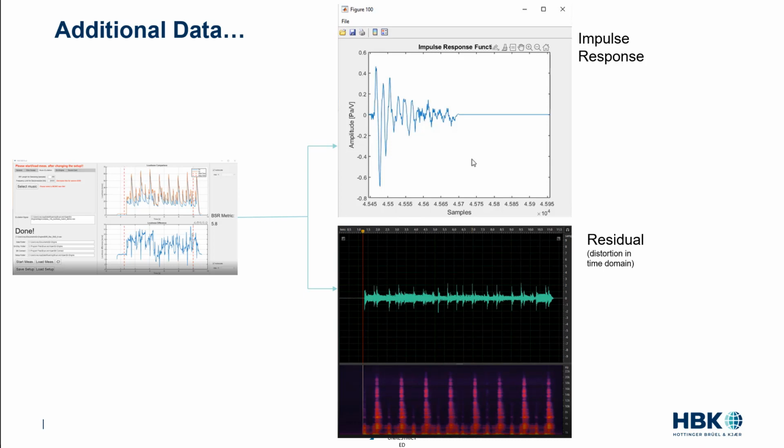Additionally, the BSR application exports the impulse response and also the residual as WAV files. The residual is the difference between NY and NX. So in few words, you can listen to only the artifacts if you want to.